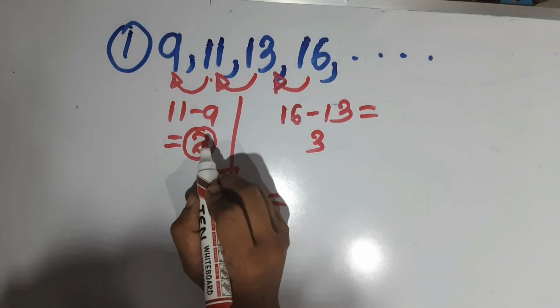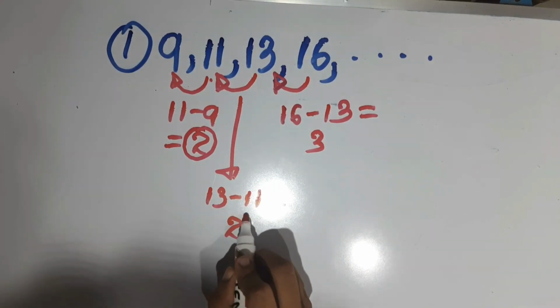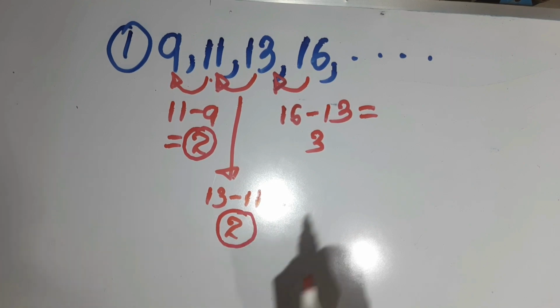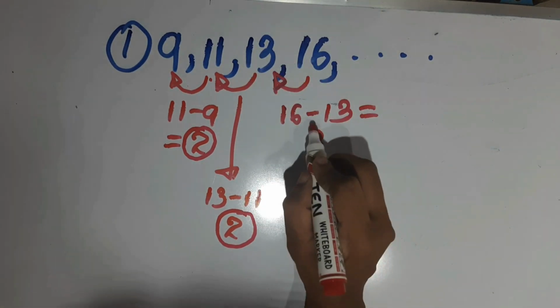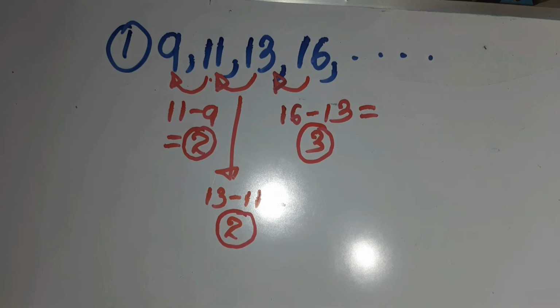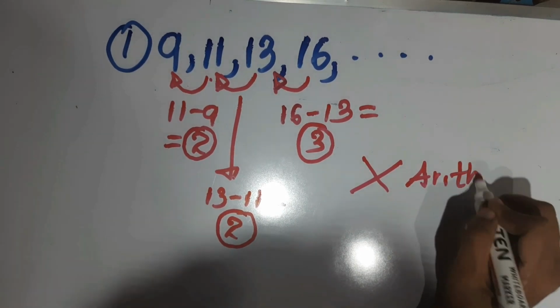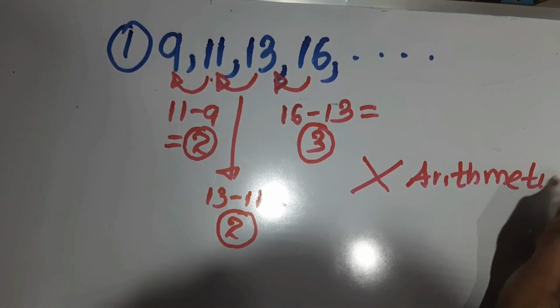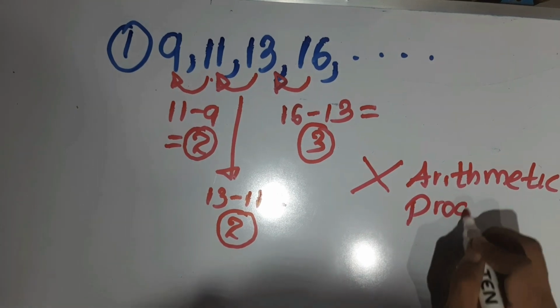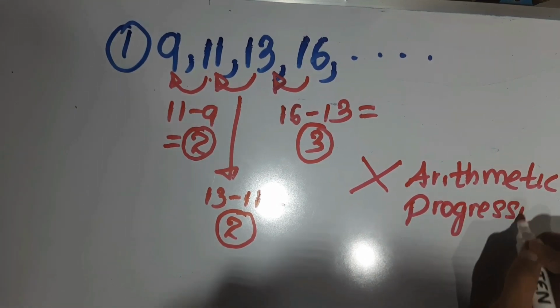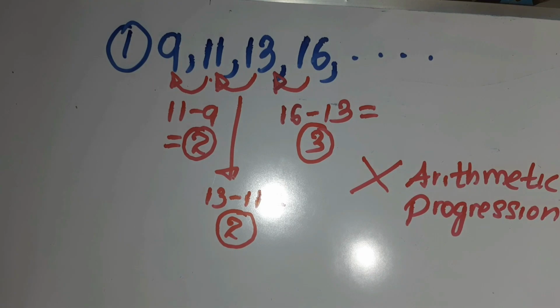Between these two terms the difference is 2, but between 16 and 13 the difference is 3. So there is no common difference between the terms, so this is not an arithmetic progression. This cannot be considered an arithmetic progression because there is no common difference between the consecutive terms.